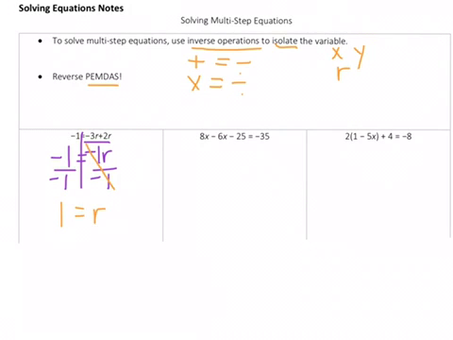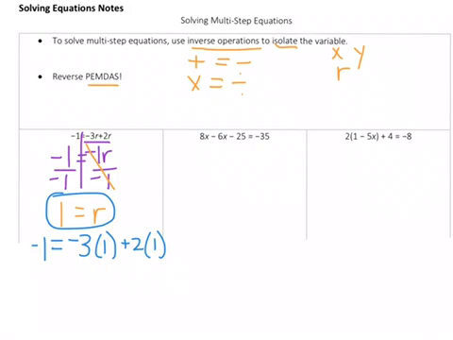So I can check my answer by plugging it in to the very first problem. Instead of negative 1 equals negative 3 times r, I plug in a 1 there. It's negative 3 times 1 plus a 2 times 1. I will know that this answer is correct if my left side of the equation equals the right. So let's go ahead and answer it. Negative 3 times 1 is negative 3, and 2 times 1 is a 2. Negative 3 plus 2 is actually equal to negative 1, so we know that both sides are actually checked and equal. So I know that r is positive 1 because I checked my answer.